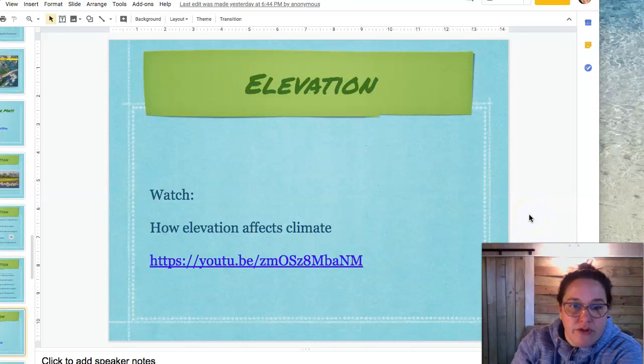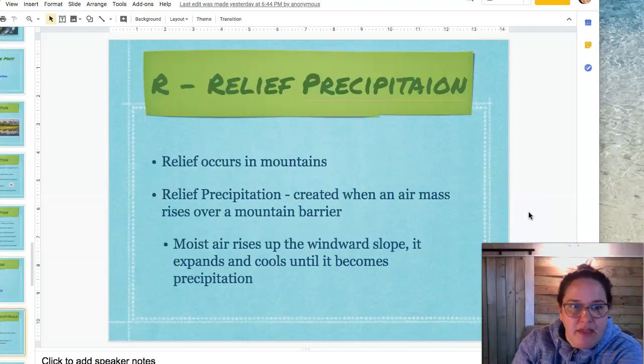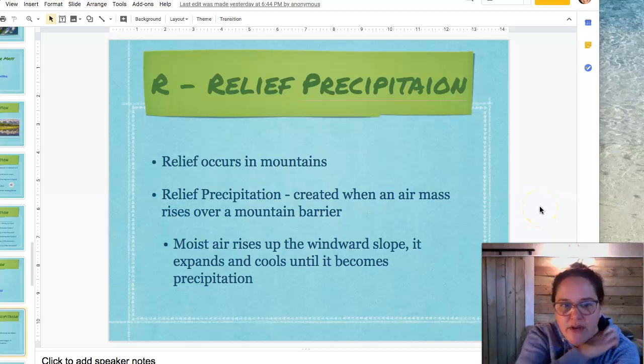So here's a video for you to watch on elevation and climate. Relief occurs in mountains. Relief precipitation is created when air masses rise over the mountain barrier.